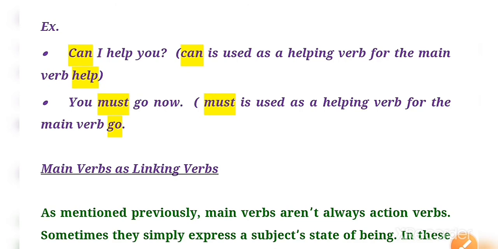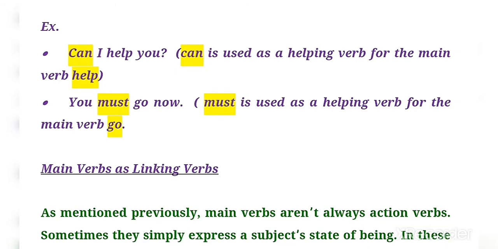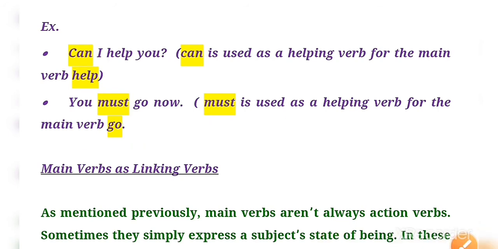Example, you can see that, can I help you? Okay, so here can is used as a helping verb for the main verb help. Clear? In the second sentence, you must go now. Okay, so here must is used as a helping verb for the main verb go. So modal verb is clear.